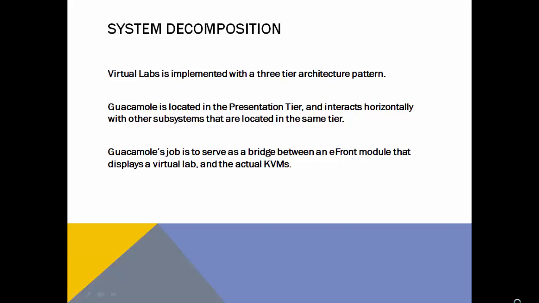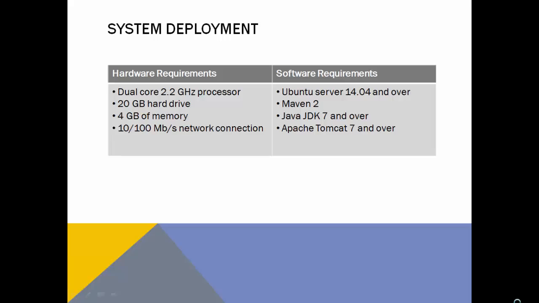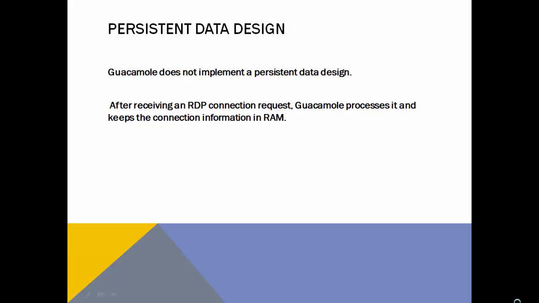Virtual Labs is implemented with a 3-tier architecture. Guacamole is in the presentation tier, interacting only with other subsystems in the same tier. Those are eFront and the KVMs. The requirements for Guacamole are a dual-core processor with a 20 GB hard drive, 4 GB of memory, and an internet connection. The system must be running Ubuntu Server, Java JDK, Apache, and Maven.